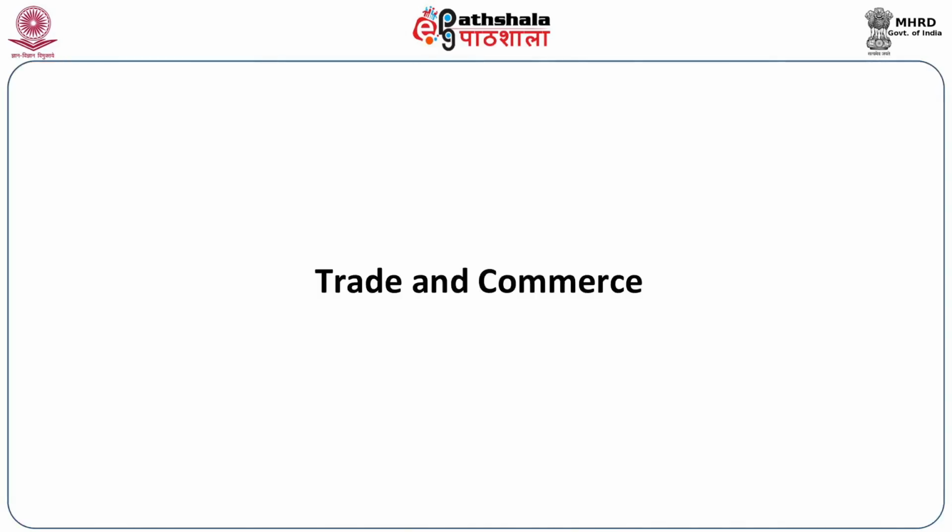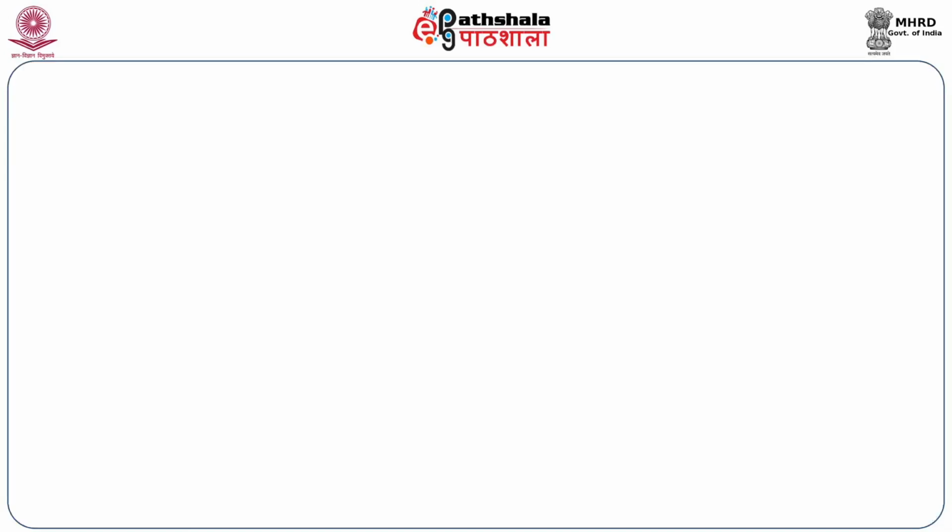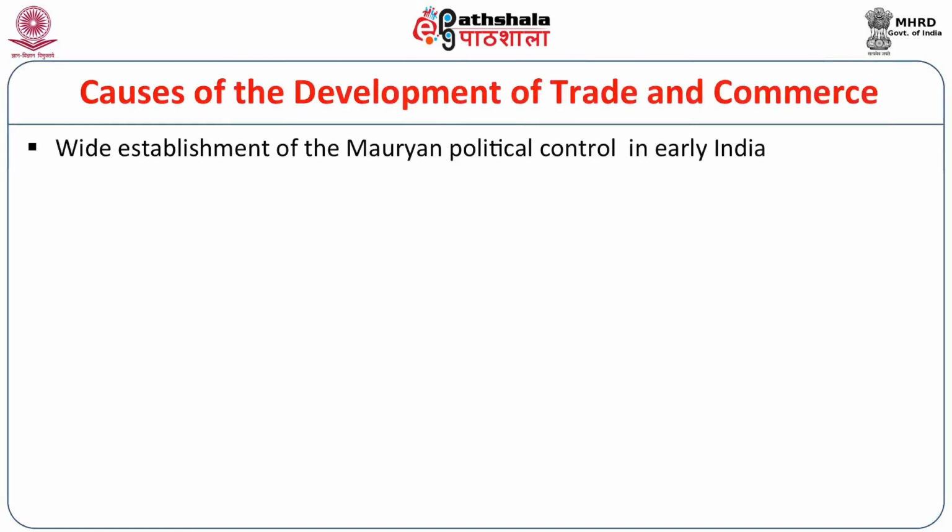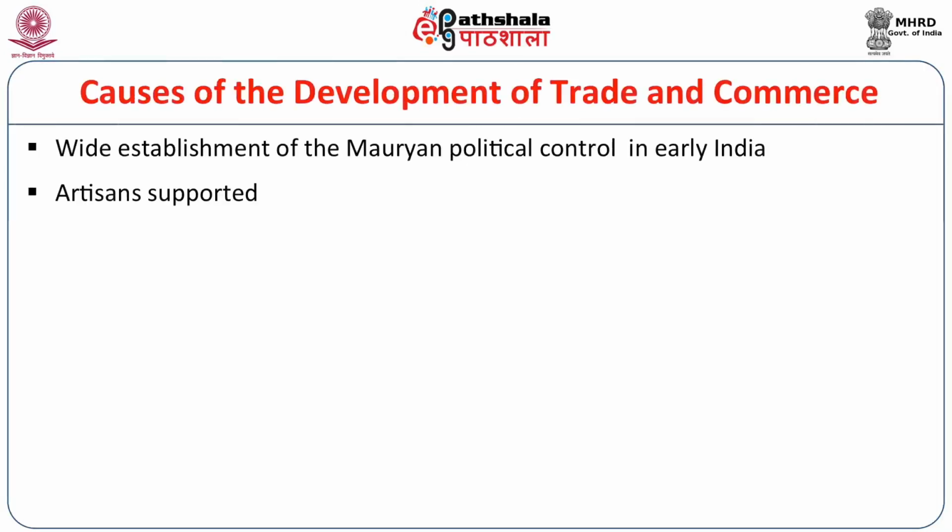Causes of the development of trade and commerce. Why did trade and commerce develop during the Mauryan period? First of all, wide establishment of the Mauryan political control in early India, that is almost the whole of India was taken under the control of the Mauryas. B. Artisans were supported, as I have told you. Agrarian income, I have also told you.